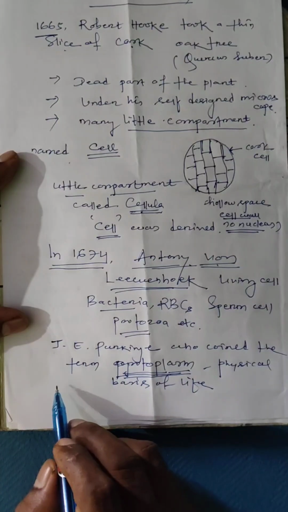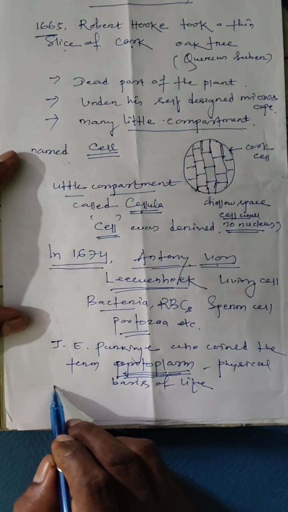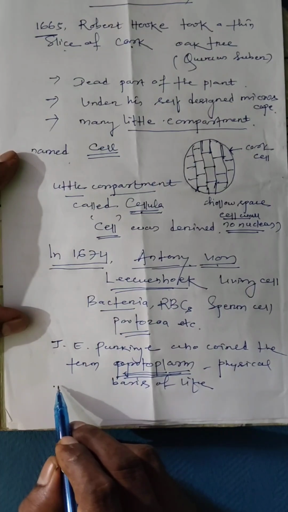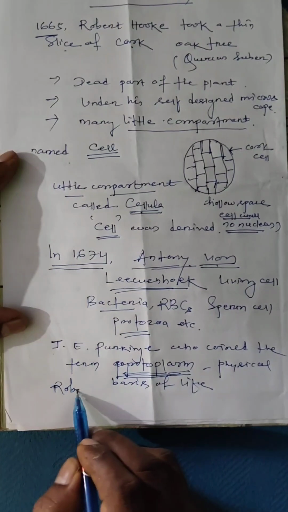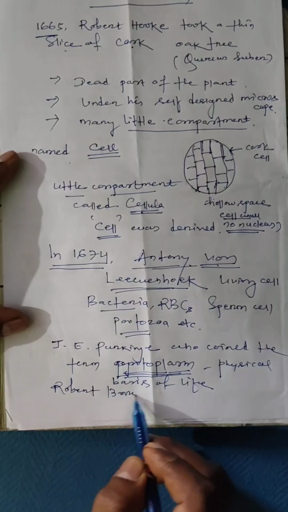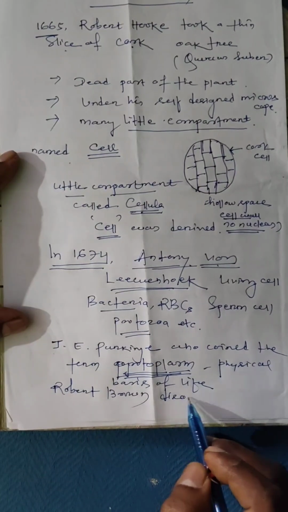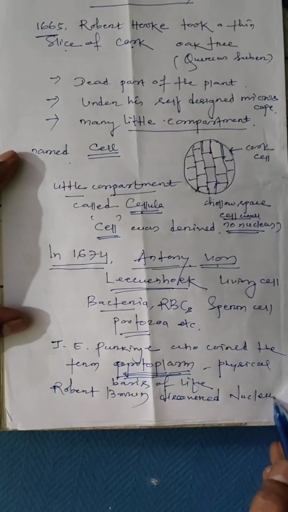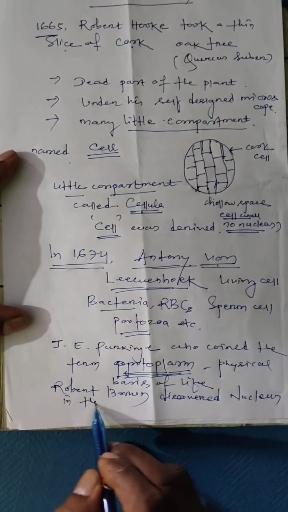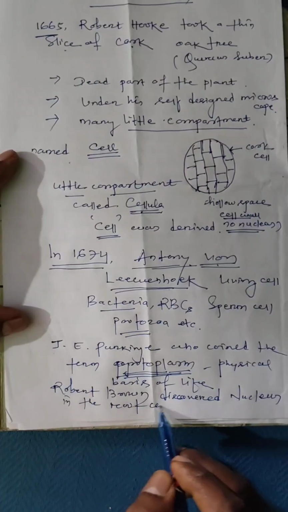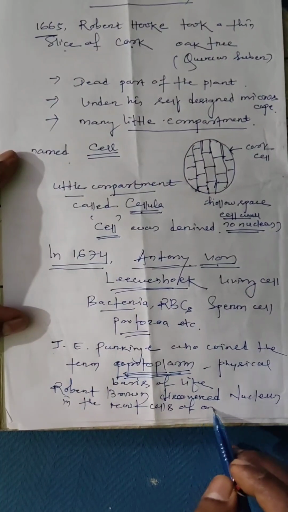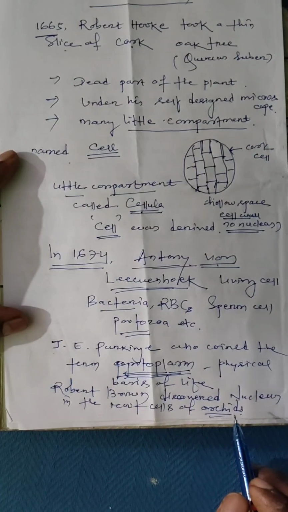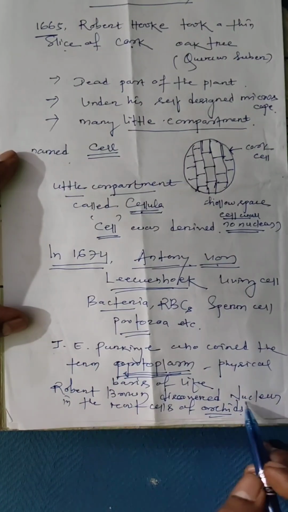And another botanist, Robert Brown, discovered the nucleus in the root cells of orchids, a group of flowering plants. In the root cells, he discovered the nucleus.